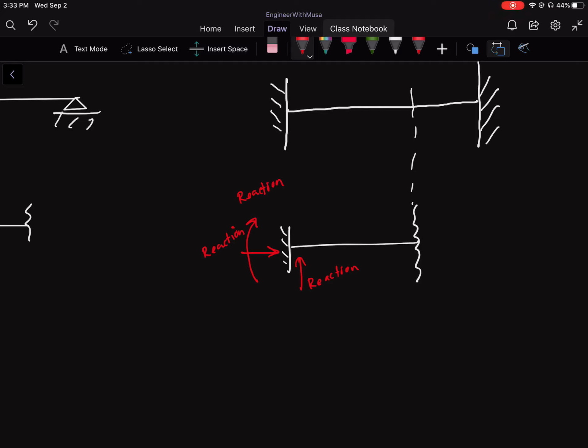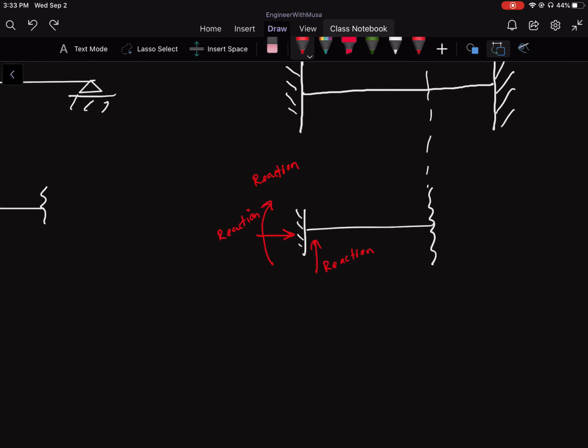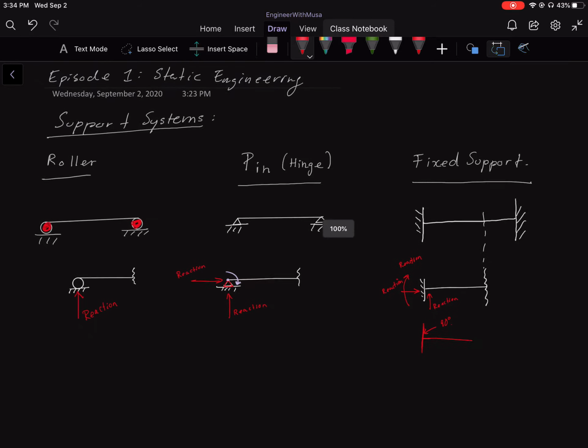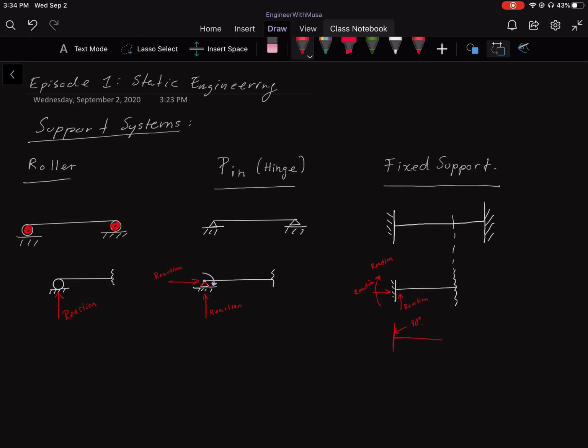This means that this piece over here cannot move whatsoever. It is fixed. It is stuck. So, if I were to draw a little bit bigger version, this beam and this wall must remain at 90 degrees at all times. And that's all there is to it. So these are basically support systems, and that's all there is to it.